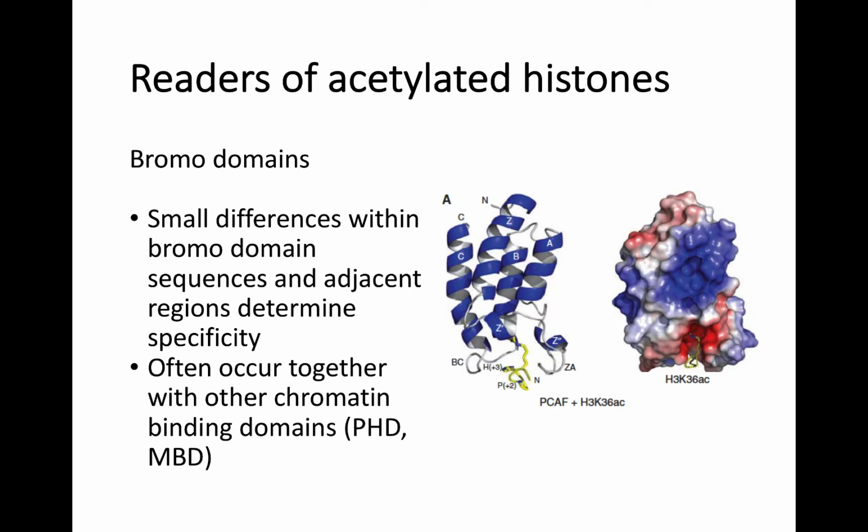In the case of the PCAF bromodomain that is shown here, the target is H3 lysine 36 acetylation. The target specificity of the bromodomain is determined by small differences in the bromodomain itself, as well as in adjacent amino acid residues. Often, bromodomain proteins contain other chromatin binding domains that also contribute to the binding specificity of the protein.